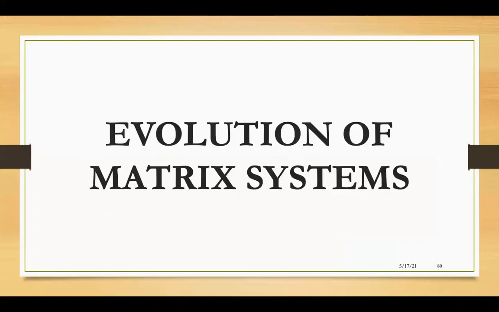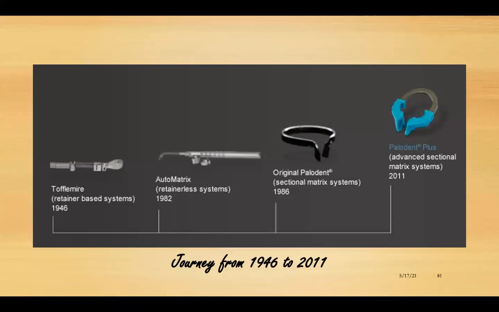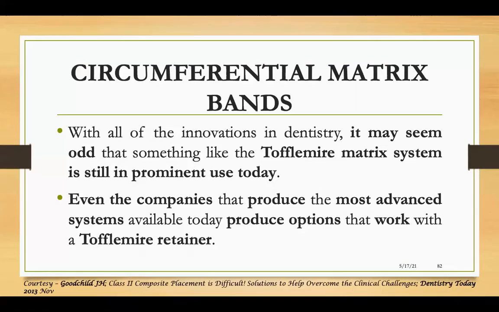Now let's quickly see the evolution. So this was back in the day, 1946, Tofflemire retainer-based systems. I showed you, this is exactly what we ask you to do in your final year. We're still living in that century. You have to do that. Then we have Automatrix, which is now, if you go to a very posh and great clinic, you're going to see they have the Palodent system. What is this Palodent system? I'm going to show you quickly.